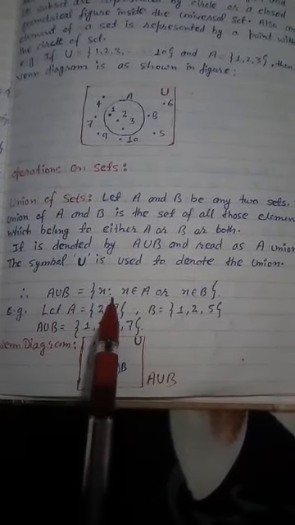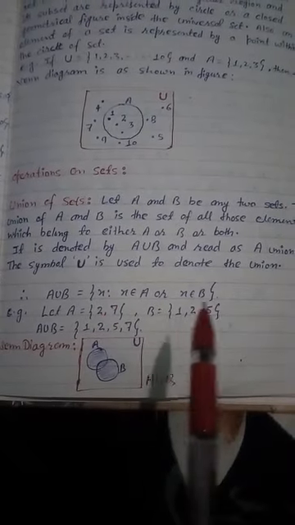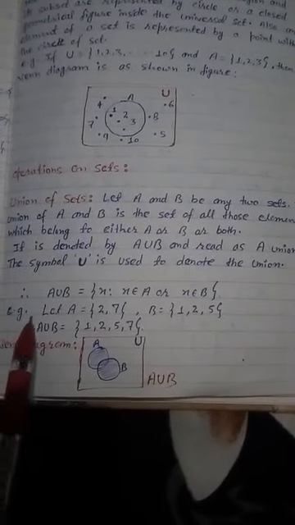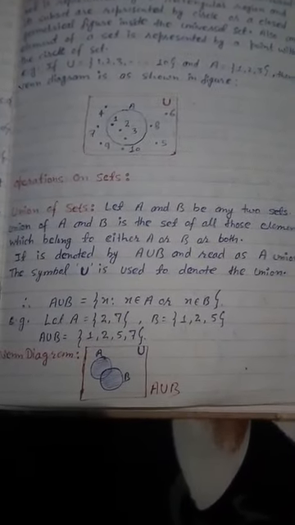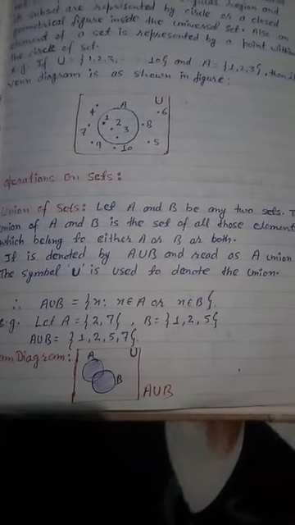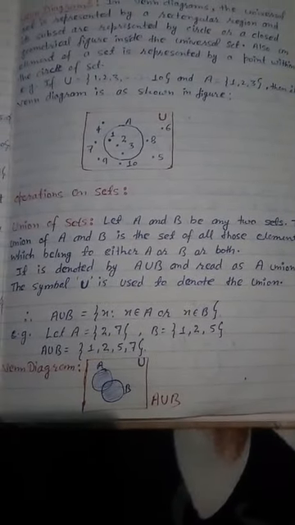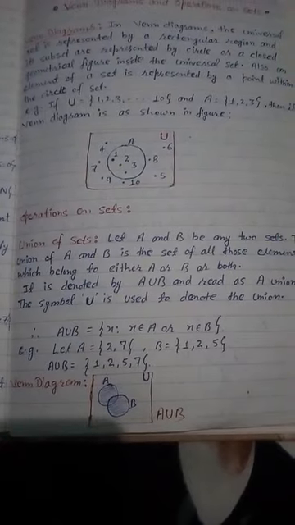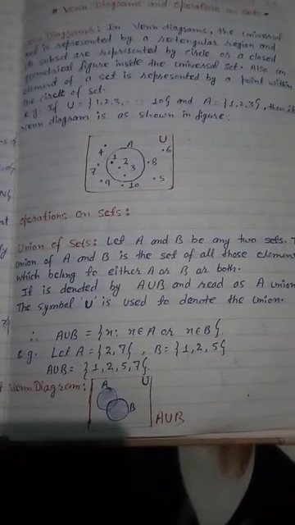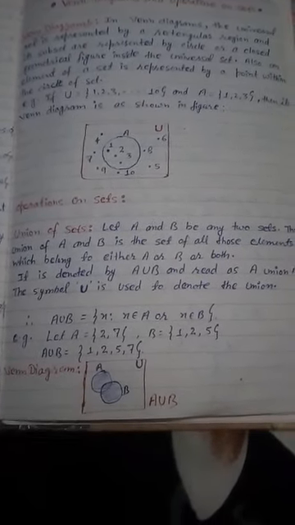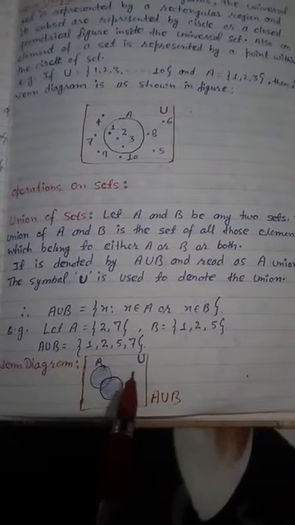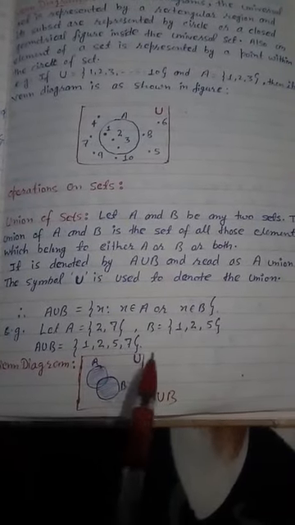Therefore, A union B is equal to {x such that x belongs to A or x belongs to B}. For example, let A equal {2, 7} and B equal {1, 2, 5}. Then A union B will be {1, 2, 5, 7}. It means all elements which belong to A or B, but repeated elements cannot be part of A union B. The Venn diagram of A union B is represented by this one, that is A union B.